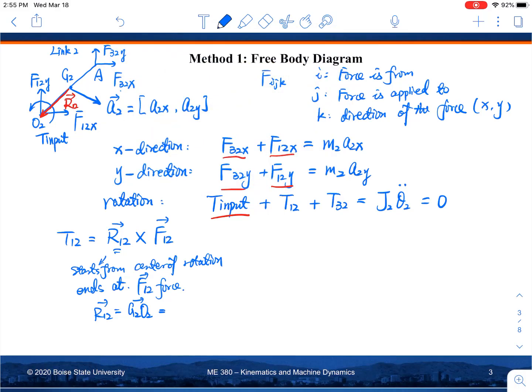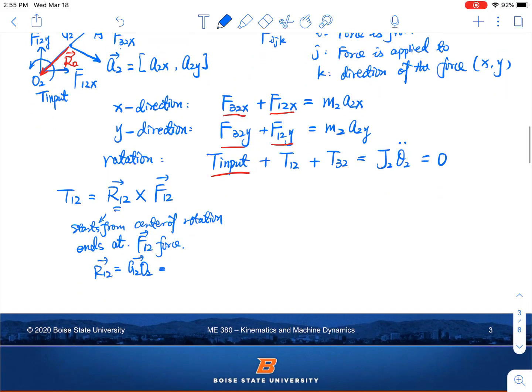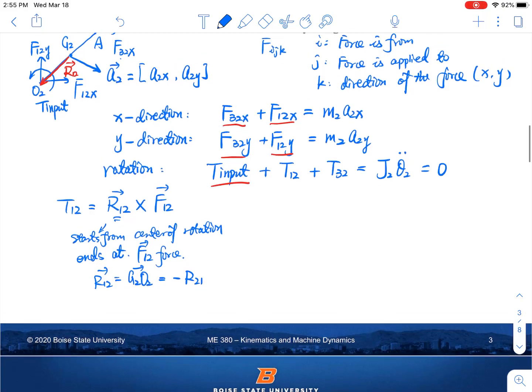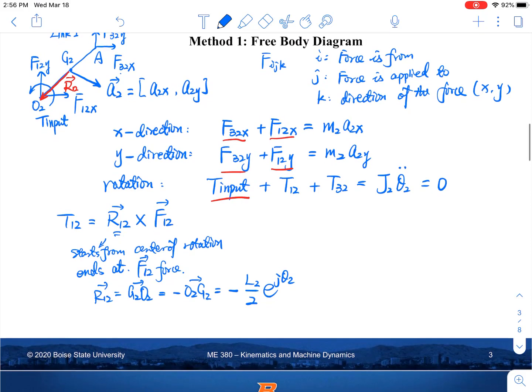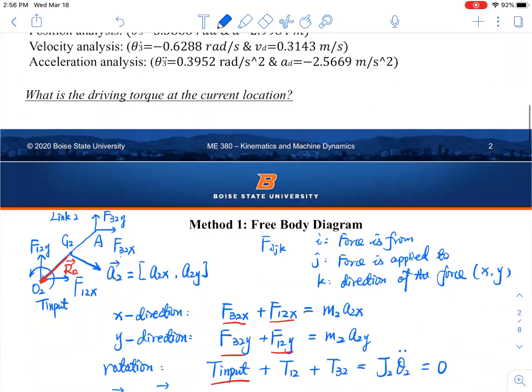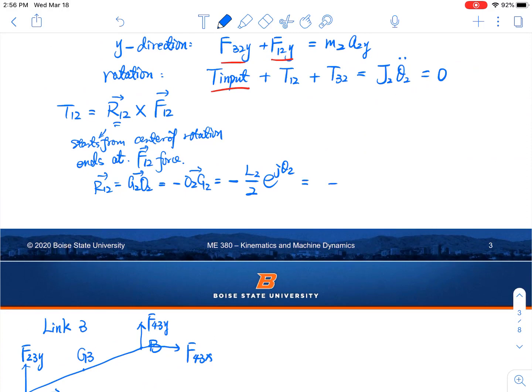How can we describe that? It's really hard to describe R12, but it's really easy to describe R21, or I should use a different subscript. It's really easy to describe O2G2, right? Because then we can use a complex number. We have O2G2 equal to minus half of the length, and then e^(j theta 2). Make sense? So what is our L2? Your L2 is link A, so we eventually have minus half A e^(j theta 2).